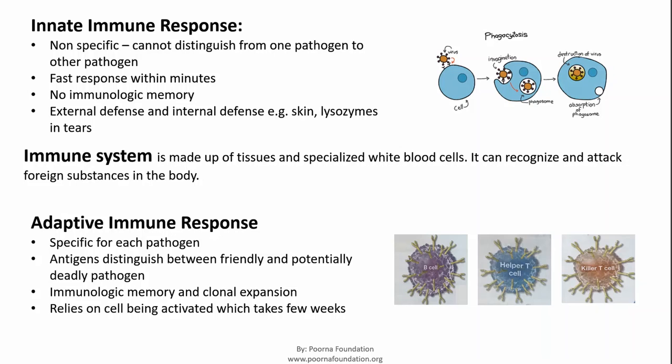Then there's the adaptive immune response, which is specific for each pathogen, and it has antigens that distinguish between friendly and potentially deadly pathogens. Has immunologic memory and clonal expansion, so that the next time a virus comes around that corresponds with those types of antibodies, our body is ready to fight them back. But there's a downside to this, as it can take 2 to 3 weeks for this to be activated.